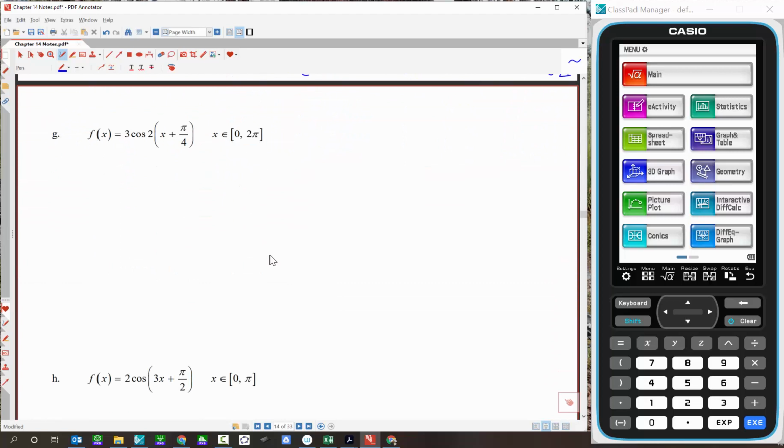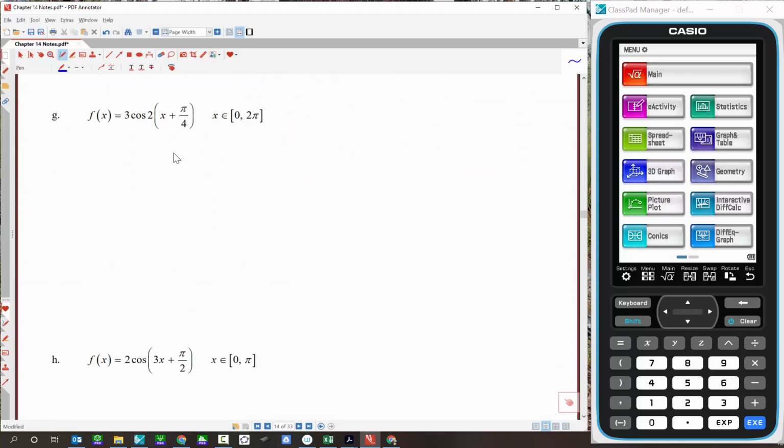Let's go with this one. So G, all right, ooh, yeah, okay, this is a one to note. Okay, so notice that this function can be written as f of x equals 3 cosine, and you use the distributive law there, which is 2x plus 2 pi on 4. And that then would be 3 cosine 2x plus pi on 2.